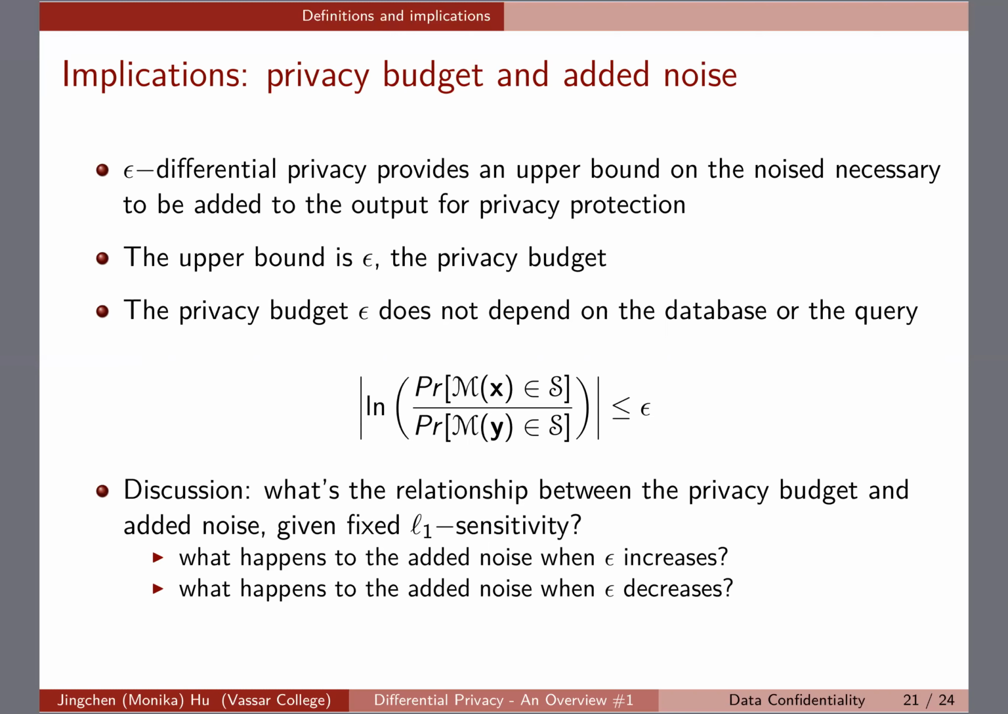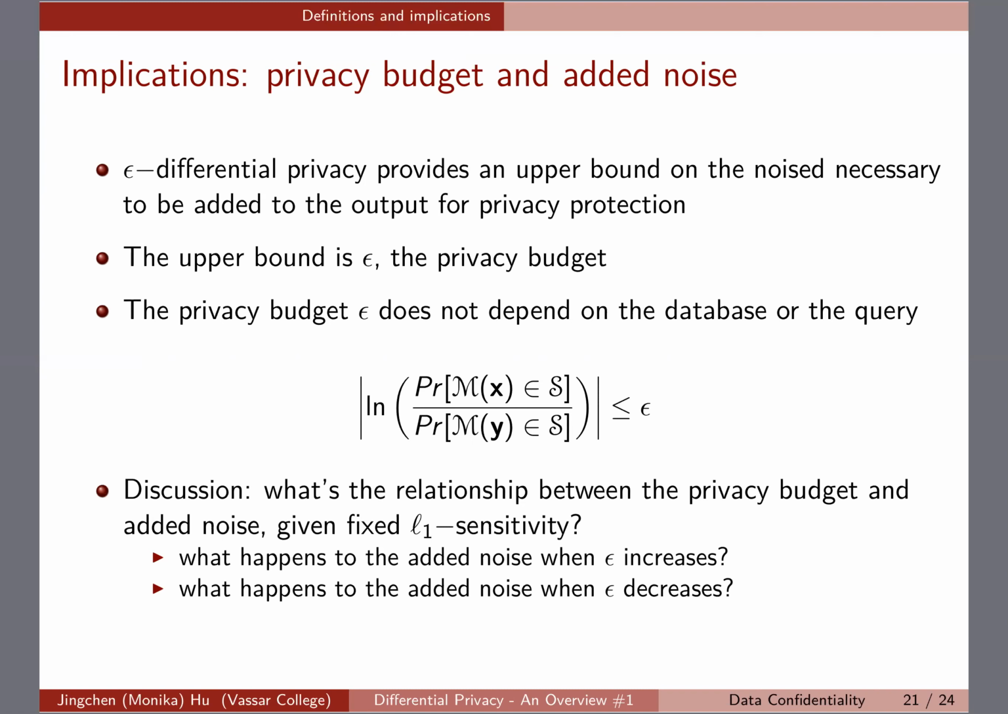What happens, oh, sorry, let me just follow the question that I wrote down. Given fixed L1 sensitivity, meaning that, say, we're dealing with the average income for the sample, what happens to the added noise when epsilon increases? And what happens to the added noise when epsilon decreases? Okay, think about epsilon as the upper bound on the noise necessary to be added to the output.